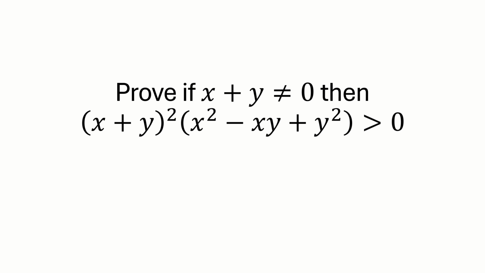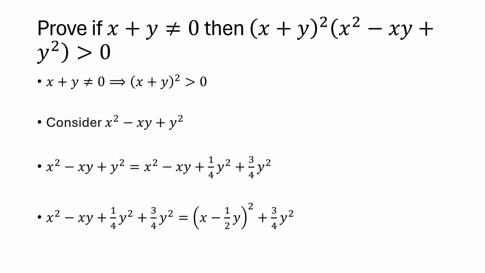In this video, we want to prove that if x plus y does not equal 0, then the quantity x plus y squared times x squared minus xy plus y squared is greater than 0. Okay, let's first start off with x plus y not equal to 0. If I square both sides, we know that x plus y quantity squared has to be bigger than or equal to 0. But note, because x plus y cannot equal 0, this has to be strictly positive.